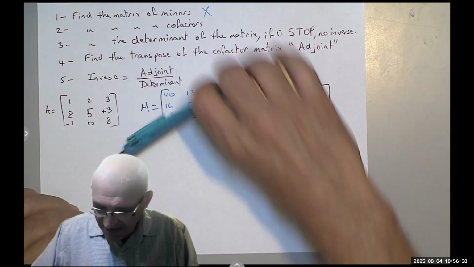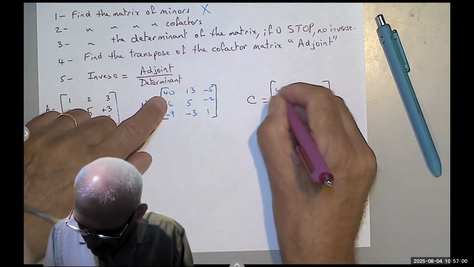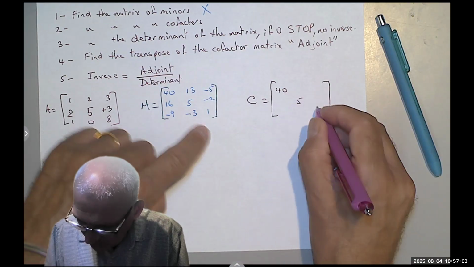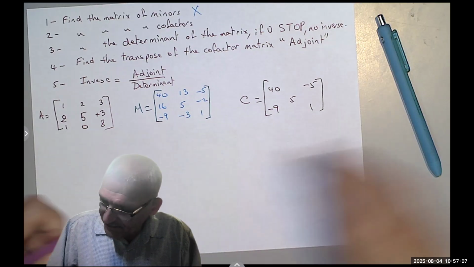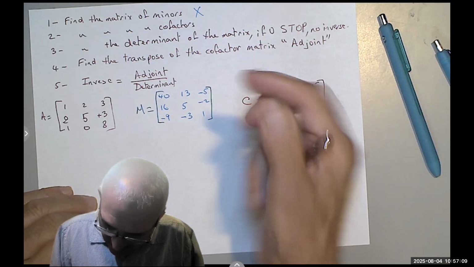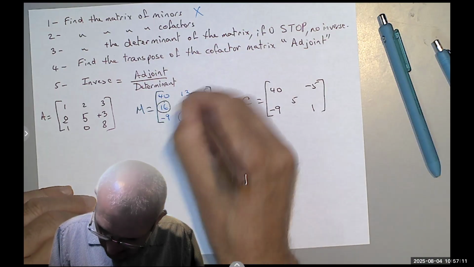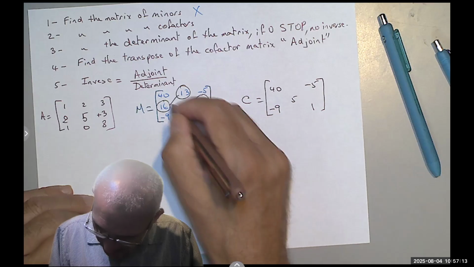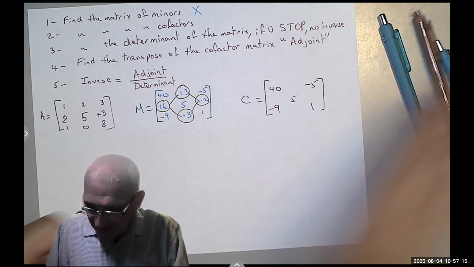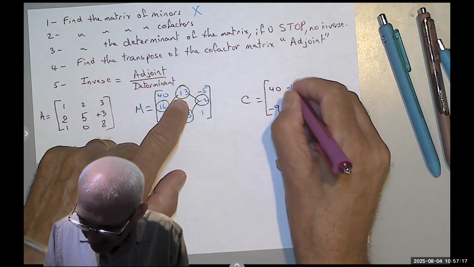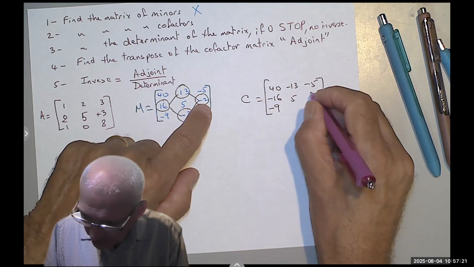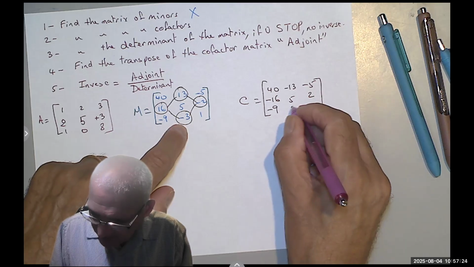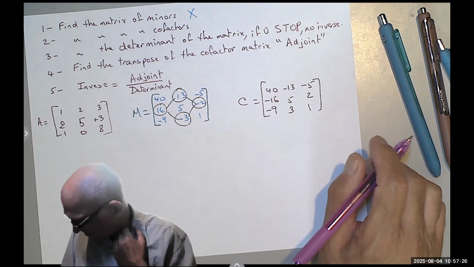This cross stays the same. So 40, 5, 1, negative 5, negative 9. As for the diamond, I change the sign. So the 13 becomes negative 13, the 16 becomes negative 16, the negative 2 becomes positive 2, and the negative 3 becomes positive 3.